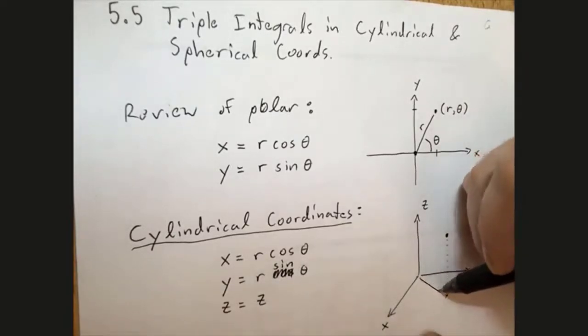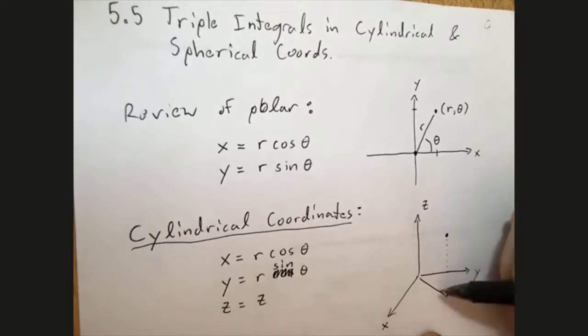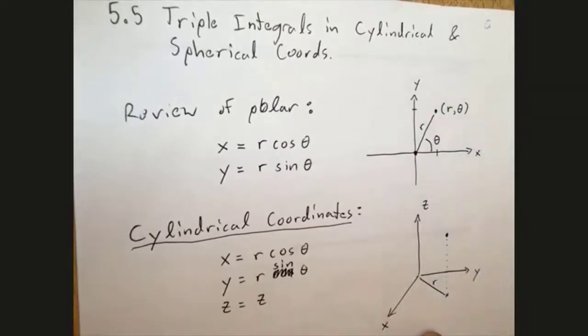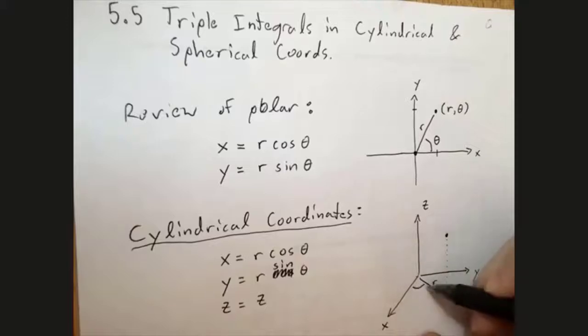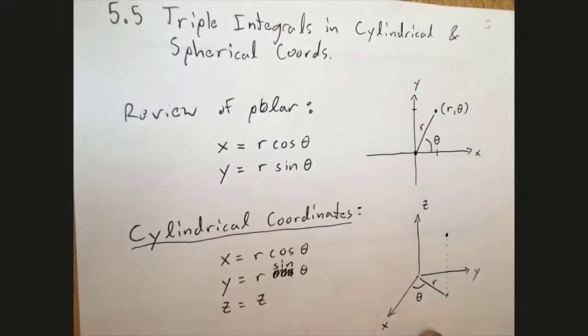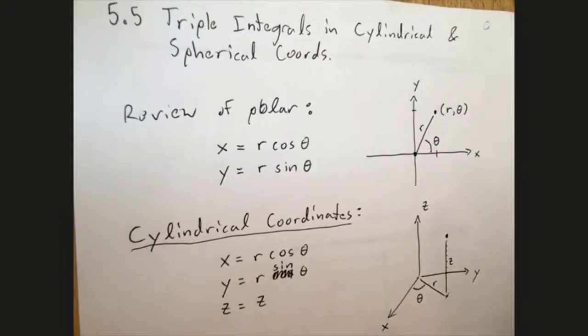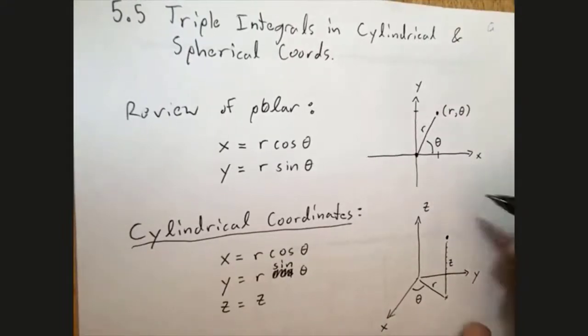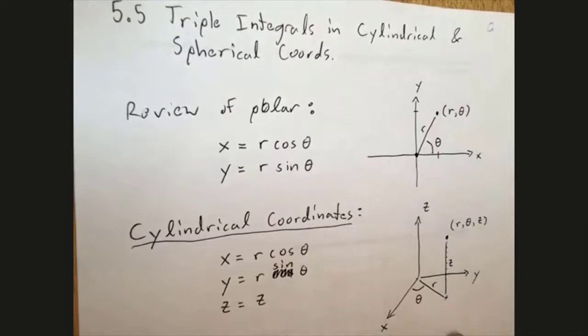So r measures the distance that I am from the origin. Theta, as before, measures the angle from the positive x-axis. And then z is going to be this coordinate here, how high I am, the same z that we had in Cartesian coordinates before. All right, so the coordinates are going to be r, theta, z. And that's going to specify a point in space using these cylindrical coordinates.